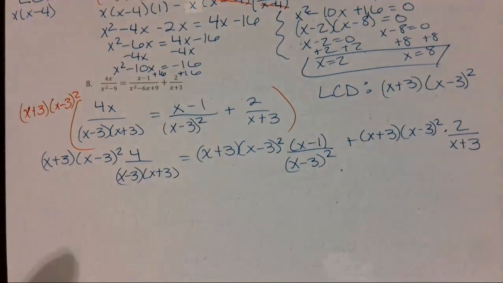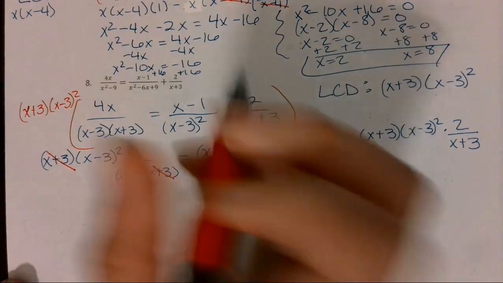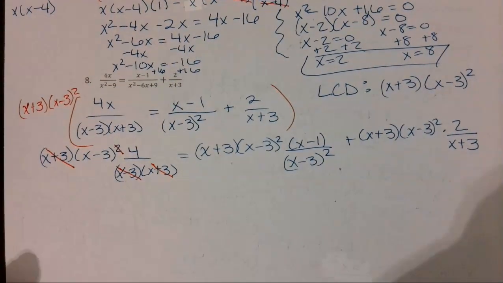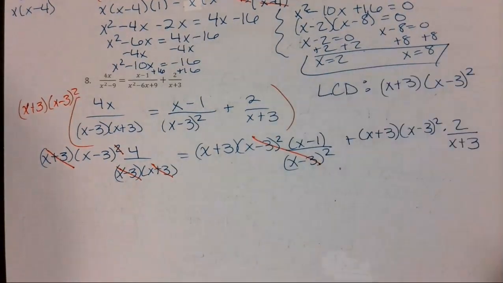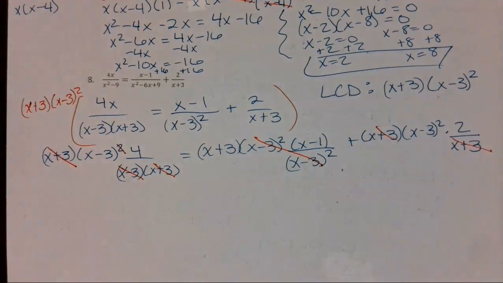Then I want to cancel out pieces that are on the top and bottom. This one has an x plus 3 on the top and bottom. And when I cancel out the x minus 3, I'm going to cancel out the squared instead of the x minus 3 because there's still one left over. Over here, both of the squareds cancel out. Over here, the x plus 3 cancels out.